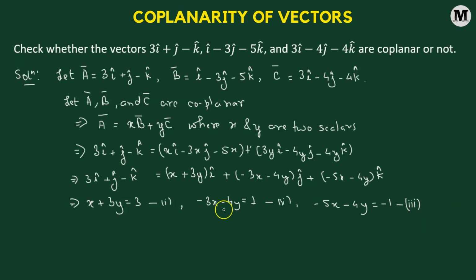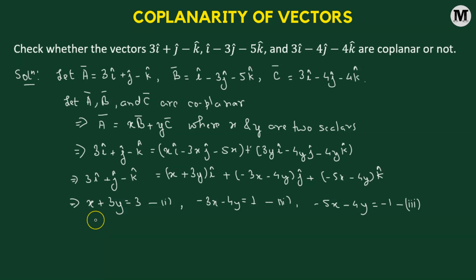The strategy that we'll be using here is we will take any two equations. We can take either equation 1 and 2, or 2 and 3, or 1 and 3. Whichever two equations we take, we are going to solve for the values of x and y. And once we get those values, we're going to substitute them into the third equation. If it satisfies the third equation, then we can say confidently that a, b and c are coplanar, else they are not.